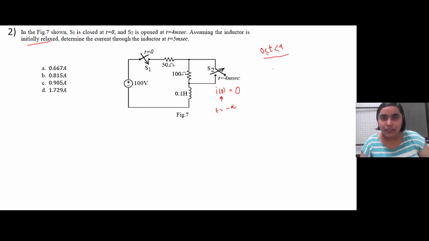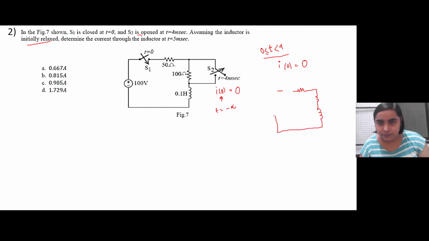So in this particular time, let us draw the circuit. S1 is closed, so this switch has just been closed, and before that it was given that the inductor is relaxed, that is in this case I of 0 is equal to 0. Now when S1 is closed, and as per given in this problem statement, S2 is open, that means S2 has been closed from the start itself. So initially the circuit was something like this.